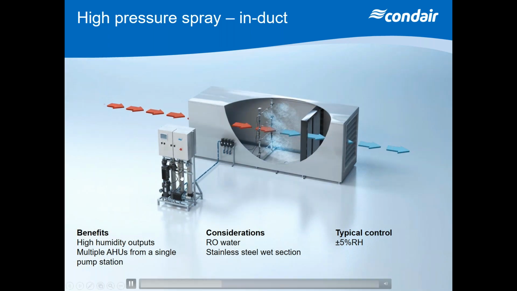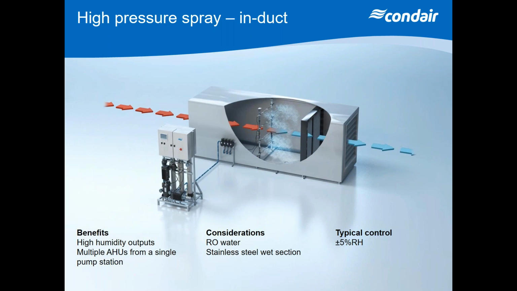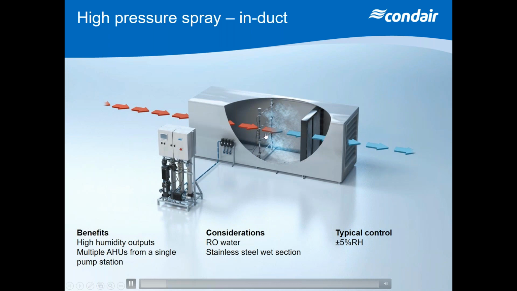So here you can see an RO plant with a high pressure pump and a control panel. Water is pumped to a series of control valves that are linked to these different spray bars. And on each spray bar is a number of different nozzles with different capacities. And we spray that water into the air handling unit where it evaporates and we get the subsequent cooling or humidification. But by having a number of these different spray bars with different capacity nozzles, it gives us the ability to modulate the output to a closer control.